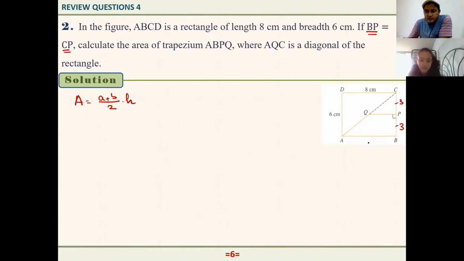The next one is AB. Also, I know AB. If it is 8, this must also be 8. Now one thing is left. How about this side? Let's say it is x. Okay, what is x? How can you find x?